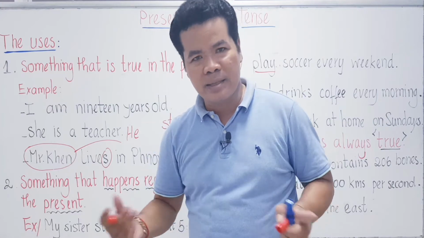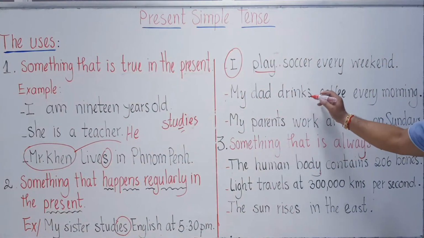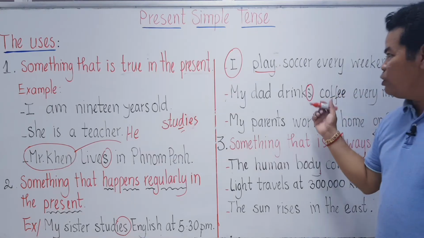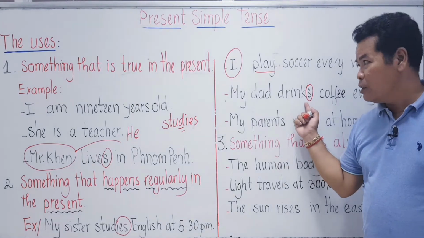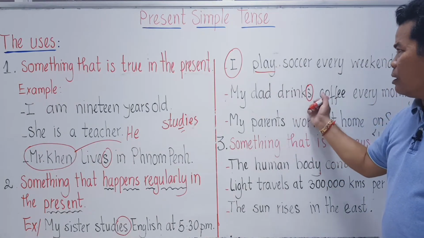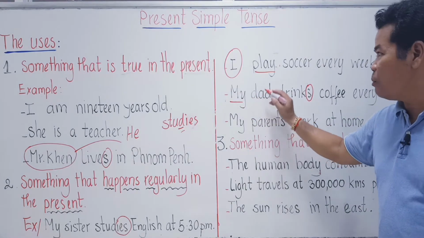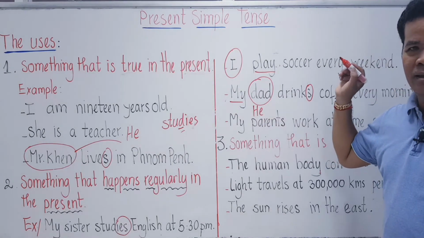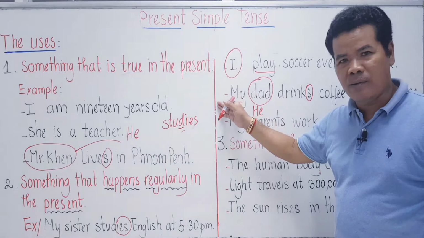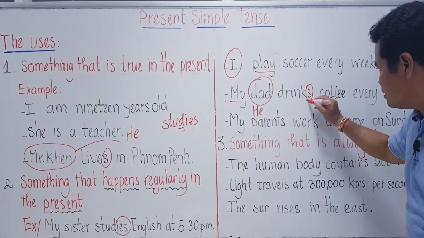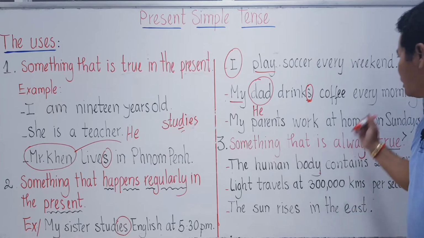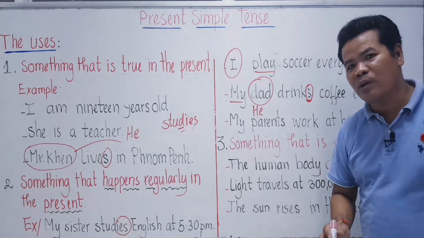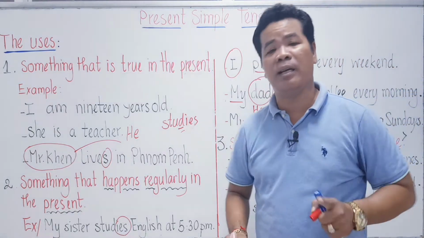Okay, Saturday and Sunday. My dad drinks coffee every morning. Look at the verb drink. Why do we use s after the verb drinks? The reason is look at the subject. Where is the subject? My is not the subject. How about that? My dad. We use he, stand for that. So he is one of the third person singular. That's why we add s. Clear? My dad drinks coffee every morning, not just only one morning, every morning. Action happens regularly. Okay?